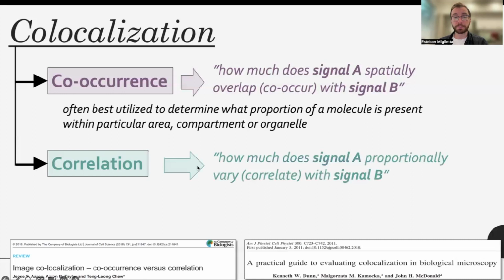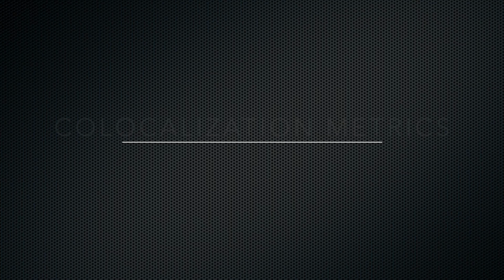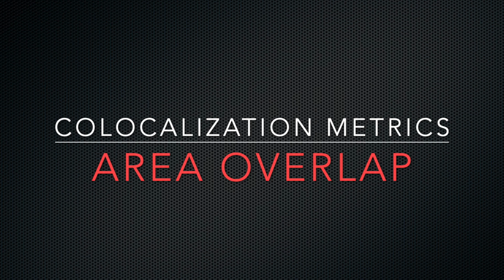Whereas correlation tells us how much signal A proportionally varies together with signal B. So how correlated are they to one another. These types of metrics are most applicable when assessing a functional or possible functional stoichiometric relationship between these two species. So you're seeing how much they proportionally appear together. Whereas co-occurrence does not care about the proportionality of the signals, just as long as the signal is there. Let's go into the metrics to see if this is a little more clear.